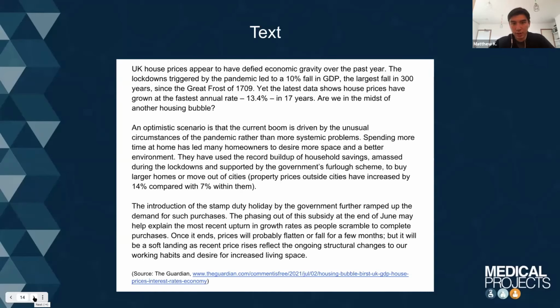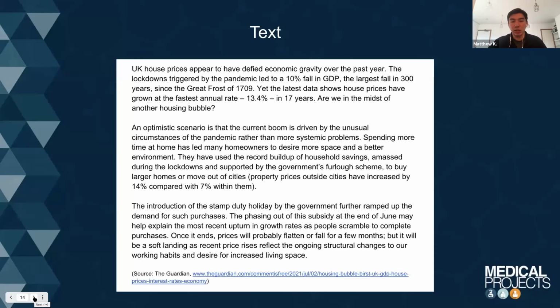The lockdowns triggered by the pandemic led to a 10% fall in GDP, the largest fall in 300 years since the Great Frost of 1709. The latest data shows house prices have grown at the fastest annual rate, which is 13.4% in 17 years. Are we in the midst of another housing bubble? An optimistic scenario is that the current boom is driven by the unusual circumstances of the pandemic rather than more systemic problems. Spending more time at home has led many homeowners to desire more space and a better environment. They have used the record build-up of household savings amassed during the lockdowns and supported by the government's furlough scheme to buy larger homes or move out of cities.